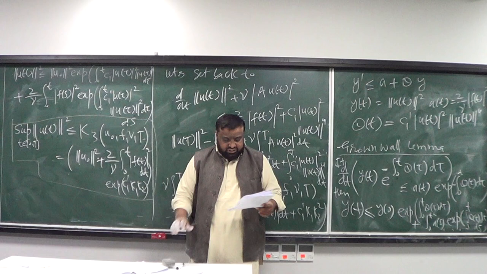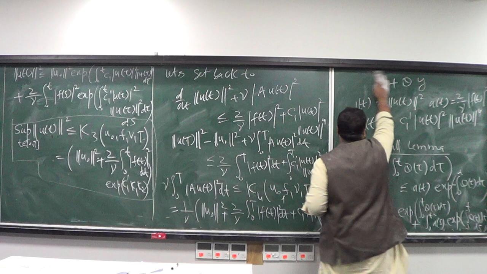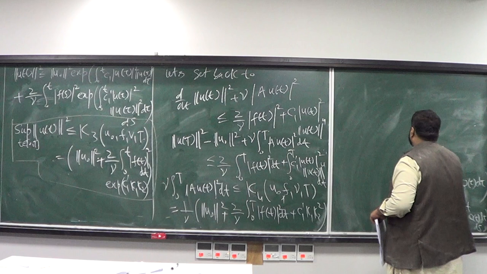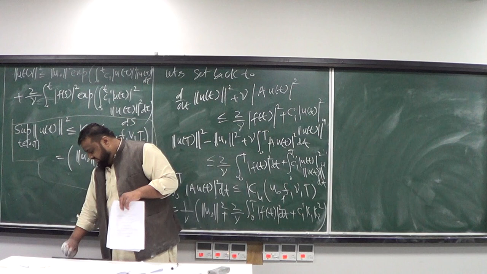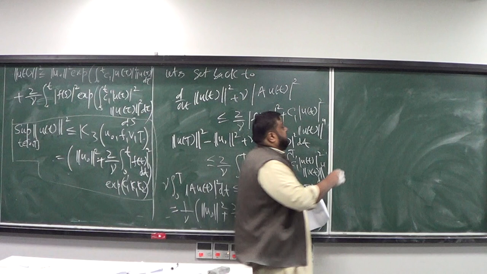Let's summarize what we have done so far. Let's put everything in one place. I know it's a lot of calculations, but obviously it's the Navier-Stokes equation. So the summary of a priori estimates.